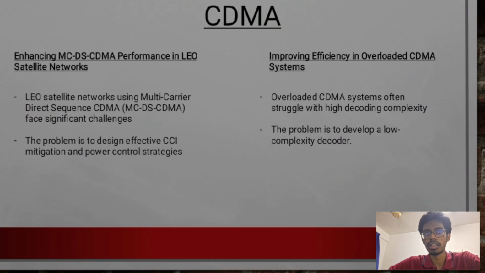So for CDMA, enhancing MC-DS-CDMA performance in LEO satellite networks. LEO satellite networks using multi-carrier direct sequence CDMA, MC-DS-CDMA, face significant challenges due to co-channel interference, CCI, and suboptimal power control. The problem is to design effective CCI mitigation and power control strategies to optimize system performance and ensure reliable satellite communication.